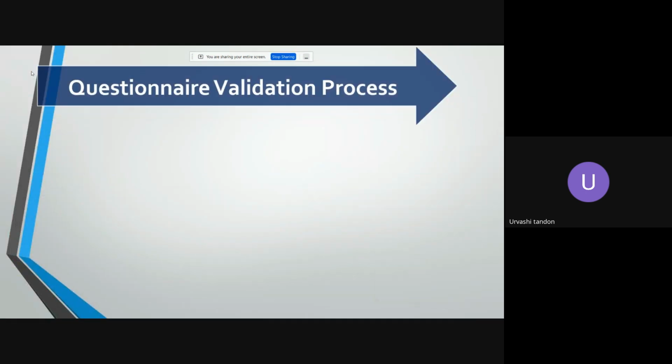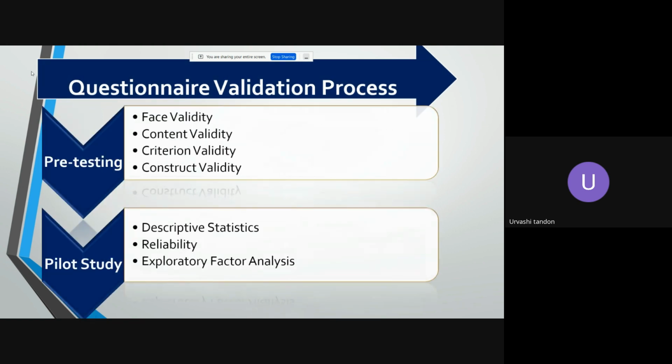Now, I'll start with questionnaire validation process. So questionnaire validation process comprises two steps, pre-testing and pilot study, right? So in pre-testing, face, content, and criterion validity we have already studied. Construct validity, I'll tell you right now. And pilot study comprises descriptive statistics, reliability, and a little bit of exploratory factor analysis. Exploratory factor analysis means you won't be able to extract the factors because the sample size is quite less. But what we see in exploratory factor analysis is sampling adequacy. KMO and Bartlett test of sphericity is something which we check in your pilot study, right?